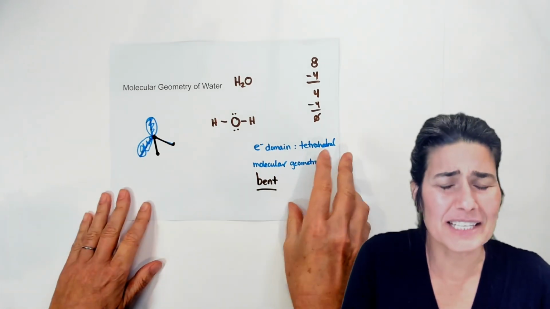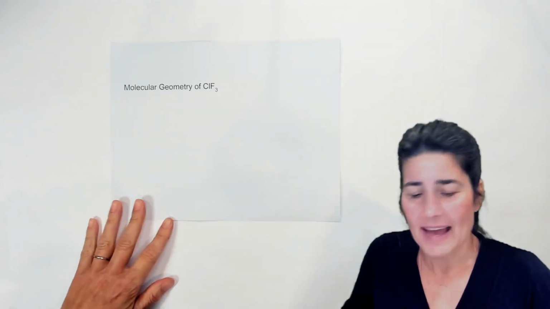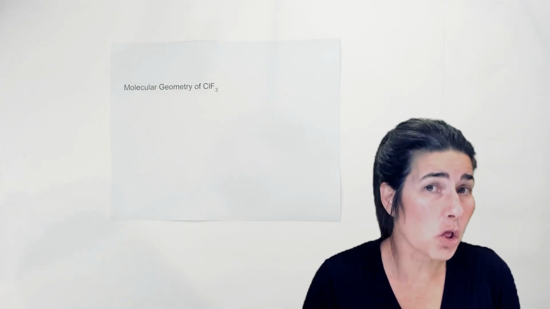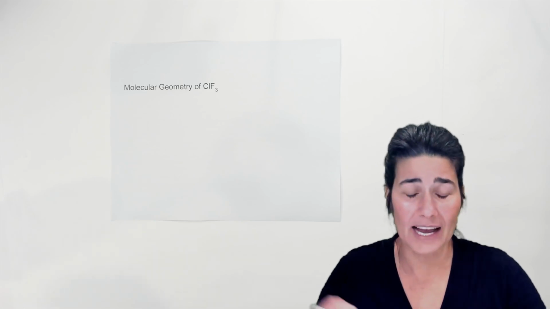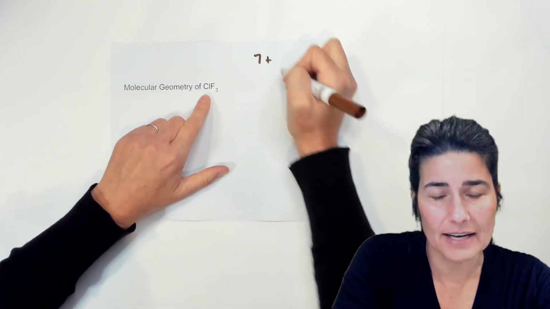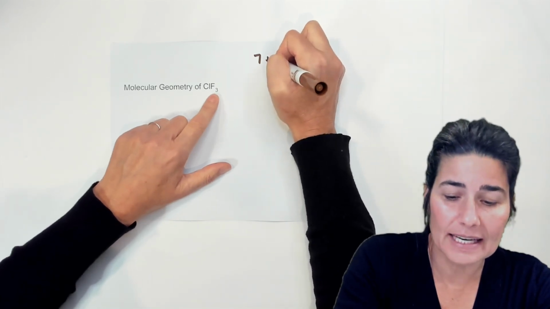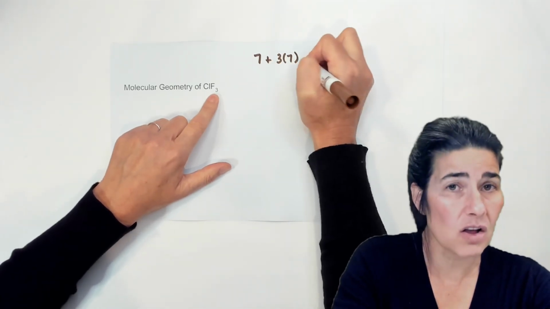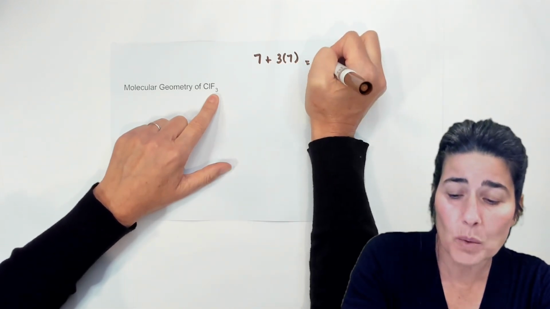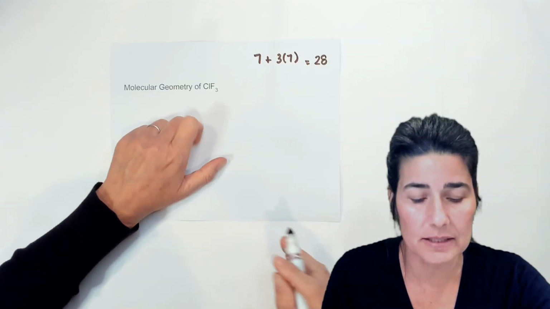All right, let's try another one. What if I asked you for the molecular and electron domain geometries of chlorine trifluoride? All right, so step 1 is we have to add them up. Chlorine has 7 valence electrons. Each fluorine has 7 valence electrons also. That leaves me with 21 and 7 more, 28 valence electrons.